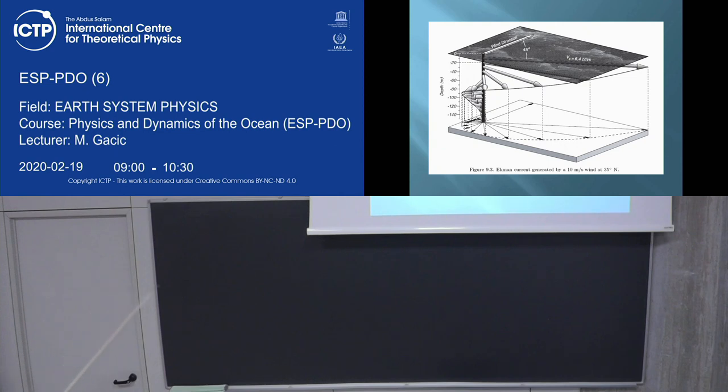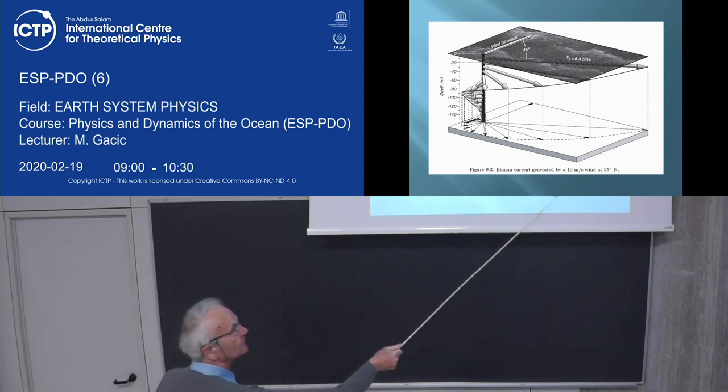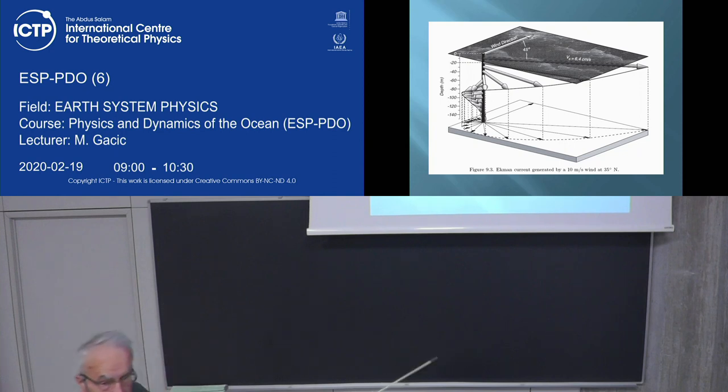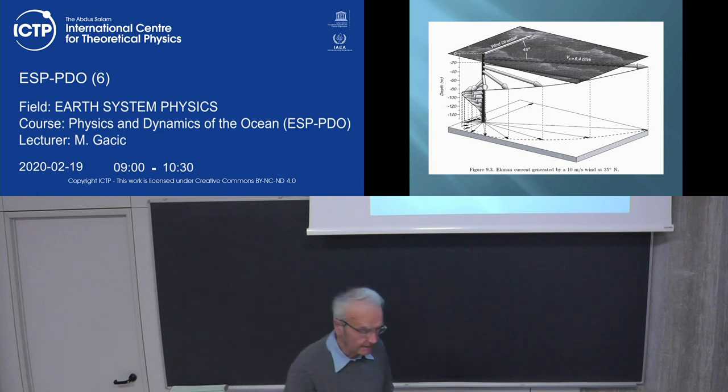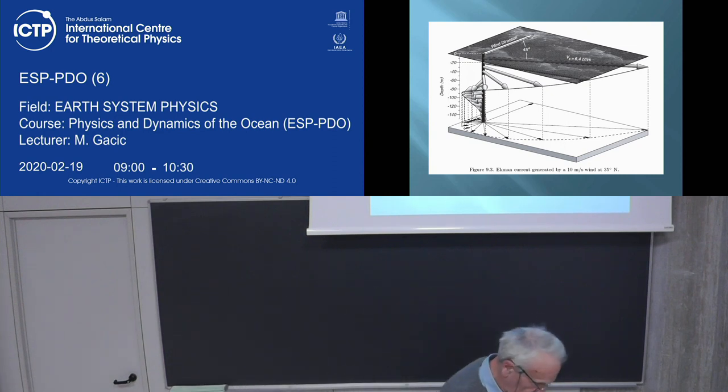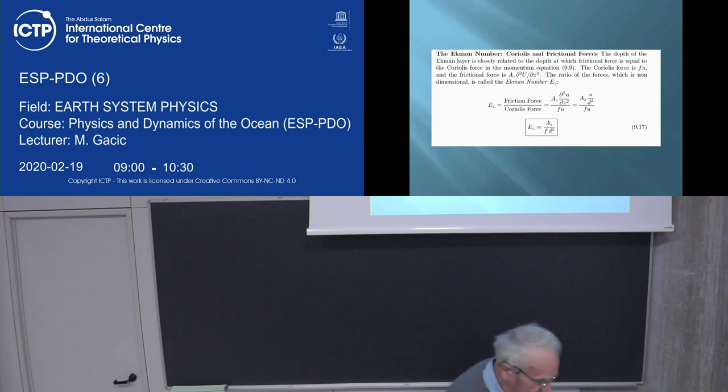And so it depends on the latitude where we are, and the closer to the equator we are, the larger is the width of the Ekman layer. And then finally, at the equator, the Ekman layer depth is not defined, because in the denominator we have F, and F is zero at the equator. This is the summary.